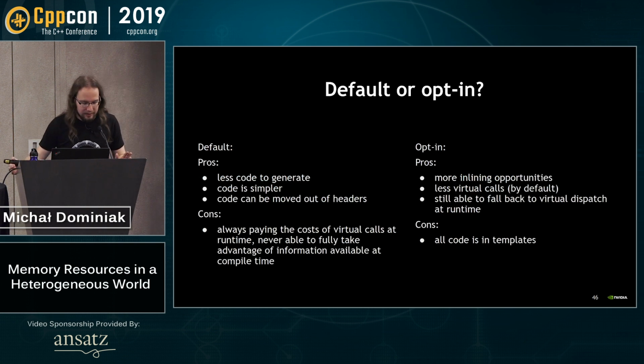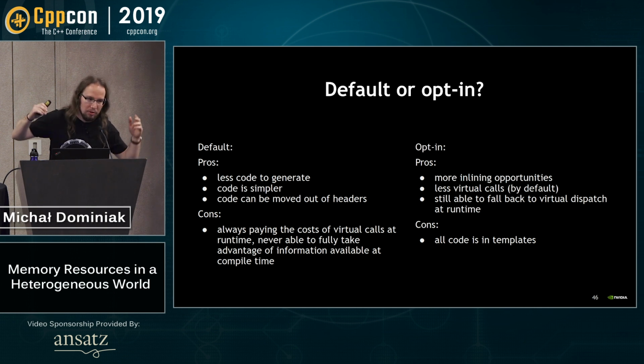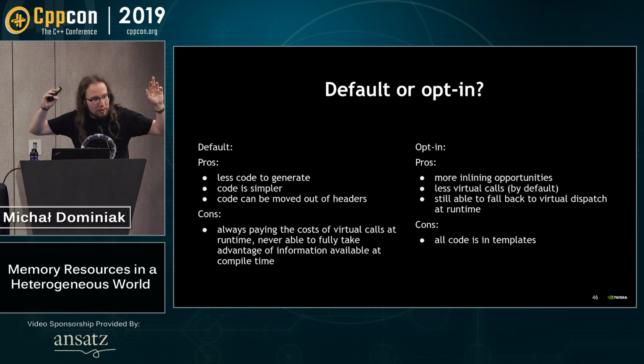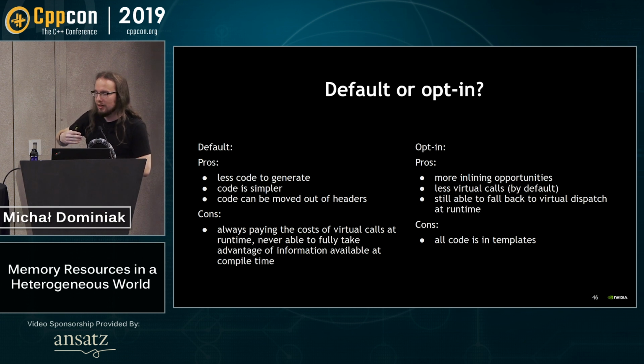And the trade-offs are these. When dynamic polymorphism is default, you have less code to generate because you don't have to instantiate a whole bunch of templates. The code is going to be simpler because there is going to be less templates. And we can move the code out of headers because there is going to be less templates. But you're always going to pay the cost of a virtual call, save maybe for some rare cases where the compiler is able to inline through a possibly huge amount of stacked adapters that implement different policies. So you would have to count on the compiler.